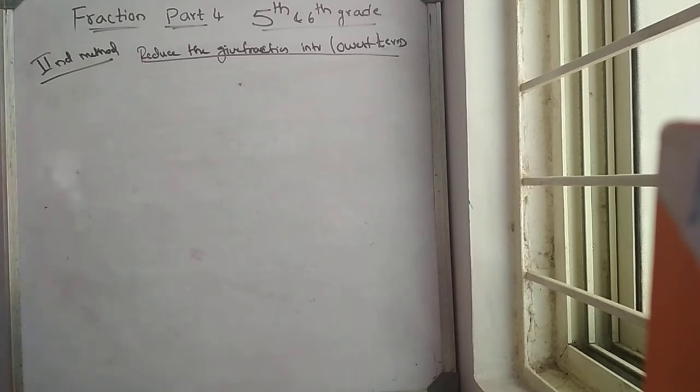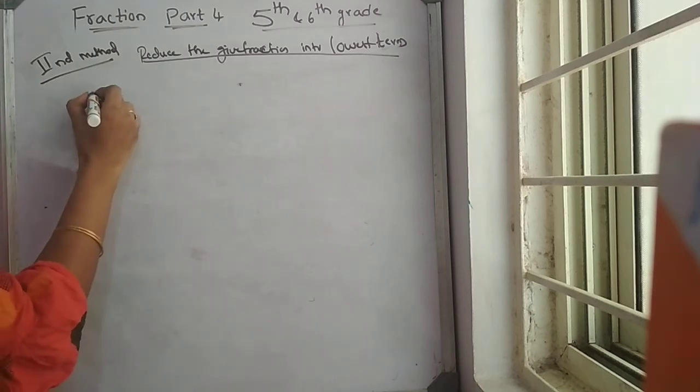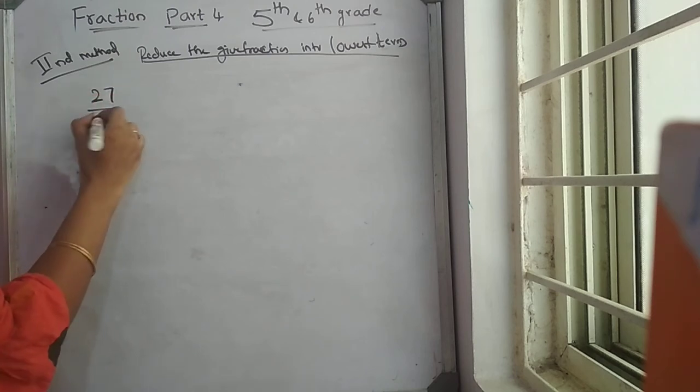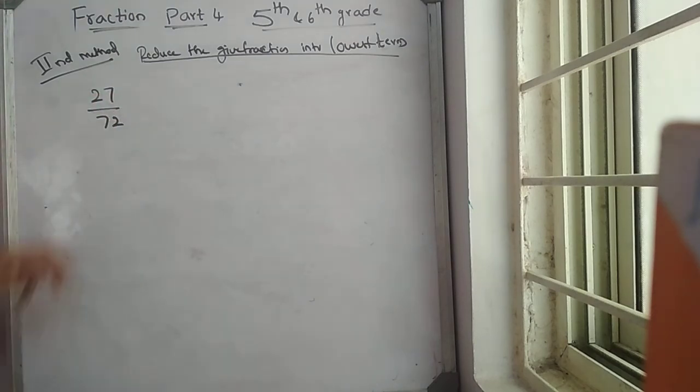So how to reduce the given fraction? By cancelling or removing the common factors in steps. What is the meaning of this? Suppose they are giving 27 by 72. Same problem I am taking. So first, what we do here, first we divide by the first common factor.